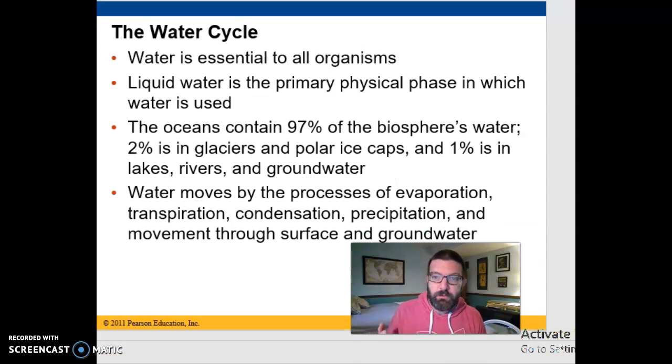The water cycle you're probably pretty familiar with. The vast majority of water is contained in the oceans, 97%. The other 3% is fresh water, and 2% of that is in glaciers and polar ice caps, and only 1% is in lakes, rivers, and groundwater, and that's mostly what we're talking about when we're talking about drinking water, for instance. It tends to move around through evaporation, condensation, transpiration, precipitation, etc.